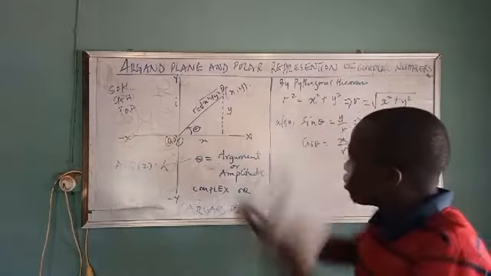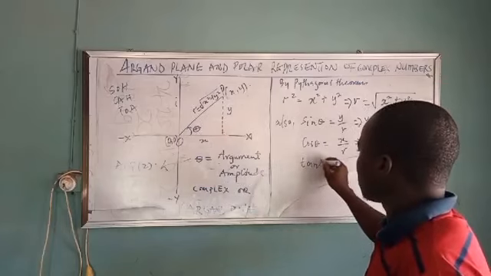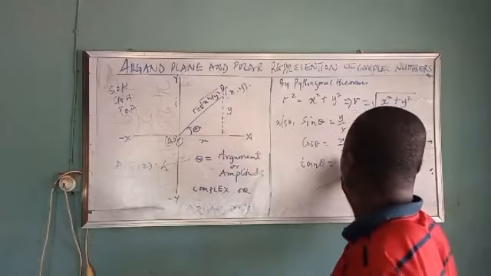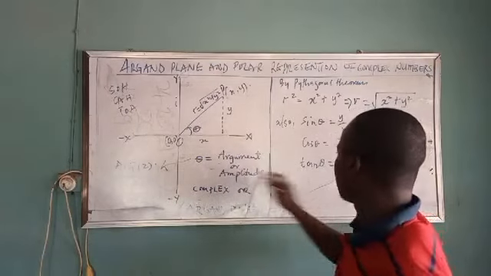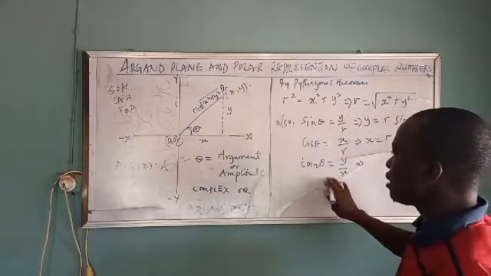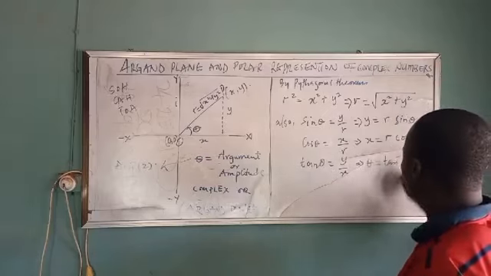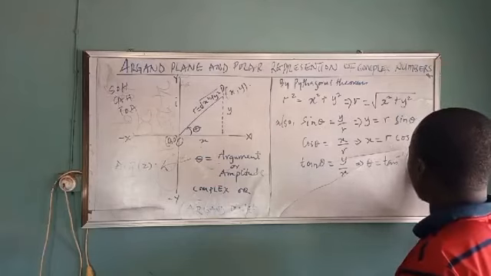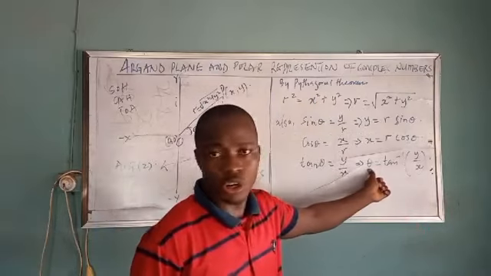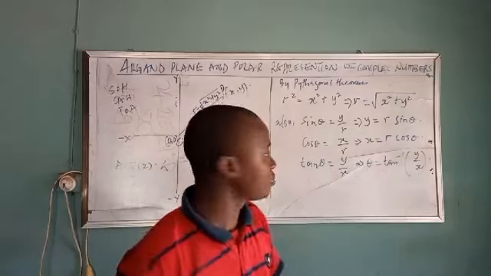So now, if you want to get this tan theta, the formula you are going to use is what? Tan theta will be opposite over adjacent. What is the opposite? y, over adjacent, that is x. So from there, taking the tan inverse, we have theta to be tan inverse of y over x. So that is the formula. If you are asked to get your modulus, this is the formula we are going to use.